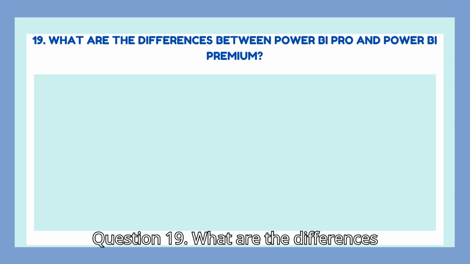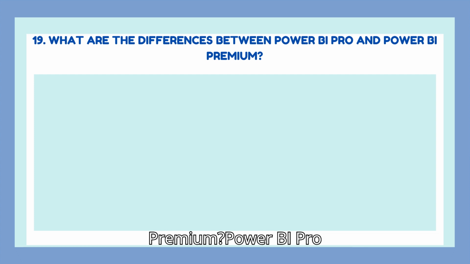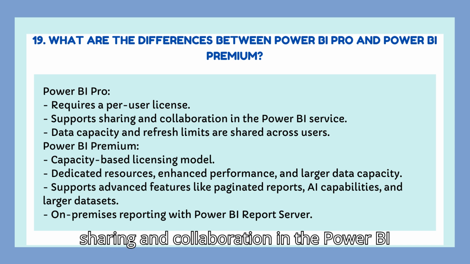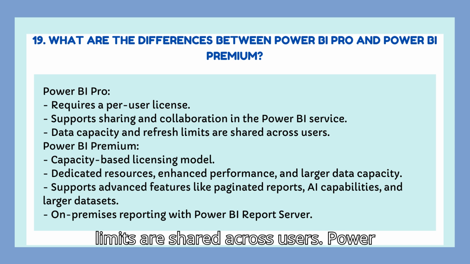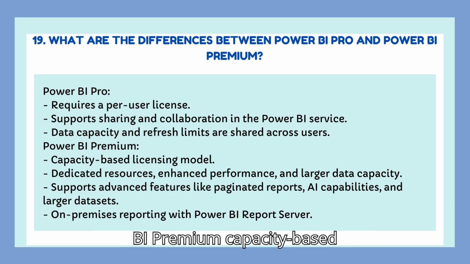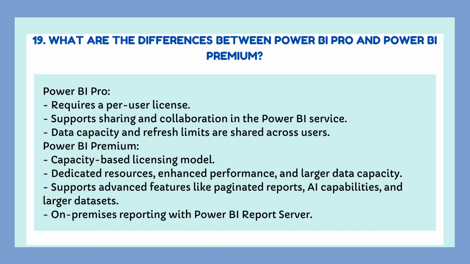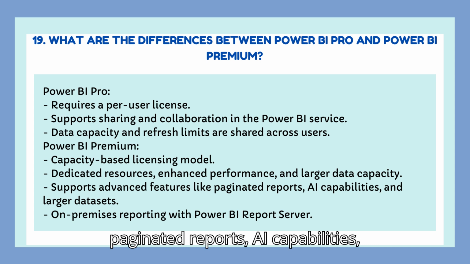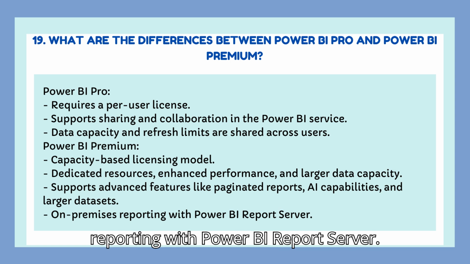Question 19. What are the differences between Power BI Pro and Power BI Premium? Power BI Pro requires a per-user license and supports sharing and collaboration in the Power BI service. Data capacity and refresh limits are shared across users. Power BI Premium has a capacity-based licensing model, dedicated resources, enhanced performance, and larger data capacity. It supports advanced features like paginated reports, AI capabilities, and larger datasets, as well as on-premises reporting with Power BI Report Server.